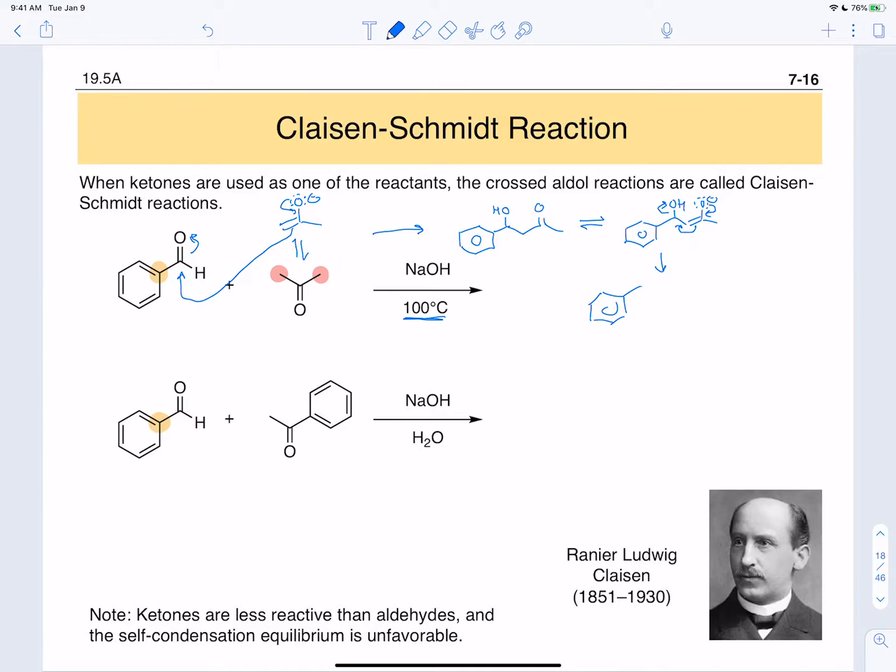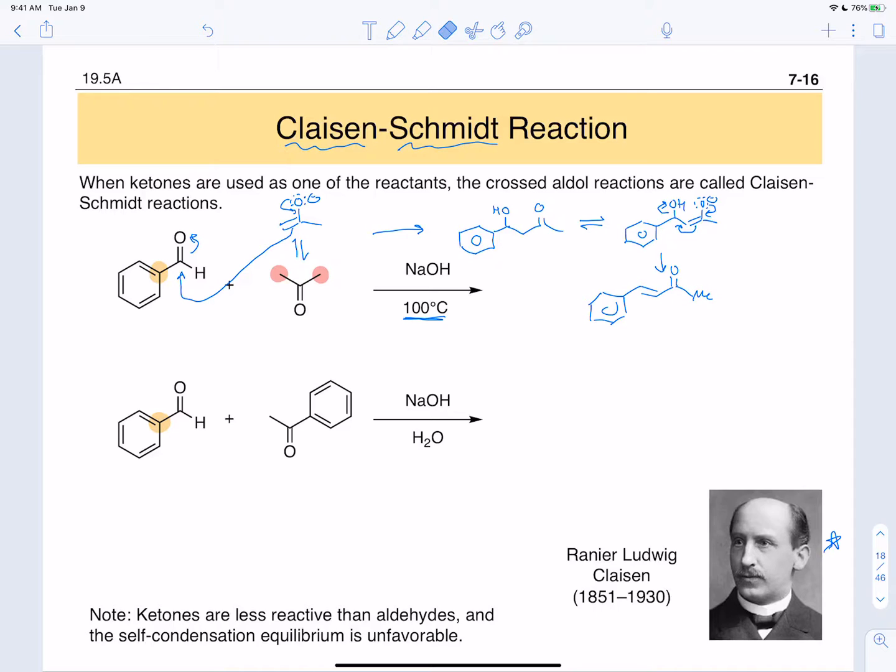We're just using ketones. There's sometimes a slightly different name associated with this, and we'll see a number of different names for what seem to be quite similar reactions. So Claisen and Schmidt were the people that studied this. So here's a picture of Claisen. Note that once again, all these reactions took place a long time ago.